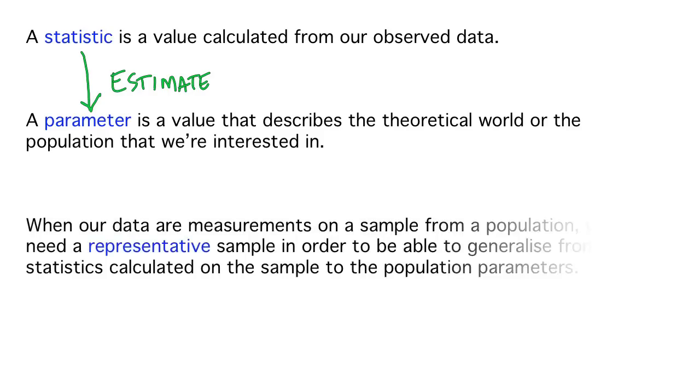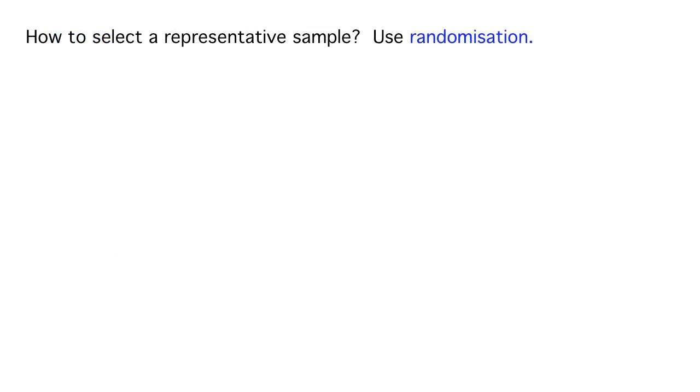In order to do this, the sample needs to be representative. Even a sample of a small number of observations, if the sample is representative, can give good estimates of parameters regardless of the size of the population. The key to selecting a sample that is representative is to use randomization. Using random selection ensures that we don't systematically exclude or over or underrepresent any part of the population.